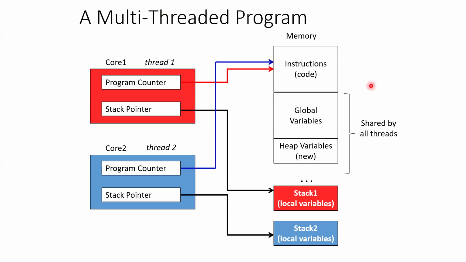And all other memories, the global variables, the heap variables, are shared by all threads. And that's where you need to manage your memories. Each thread gets its own global variables.